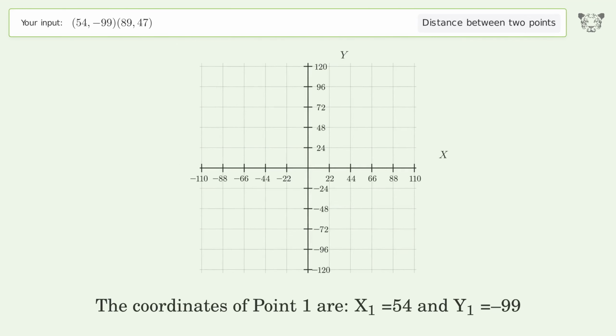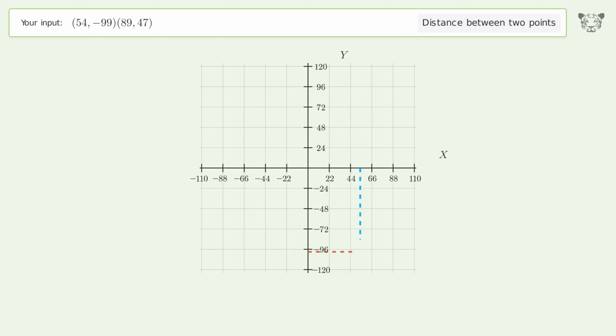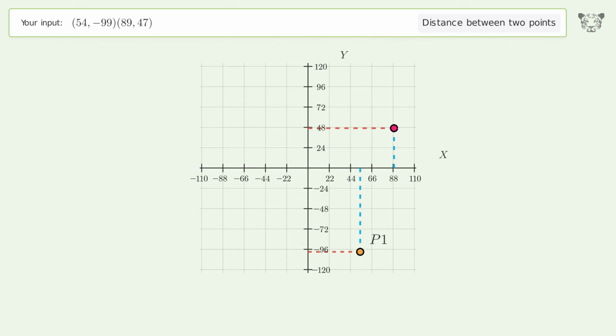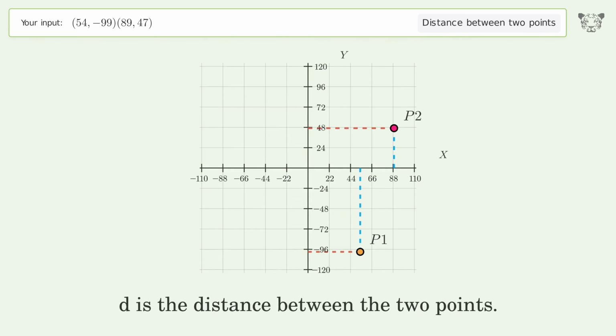The coordinates of point 1 are, x1 equals 54 and y1 equals -99. The coordinates of point 2 are, x2 equals 89 and y2 equals 47. D is the distance between the 2 points.